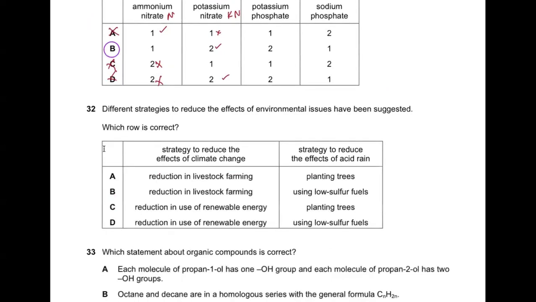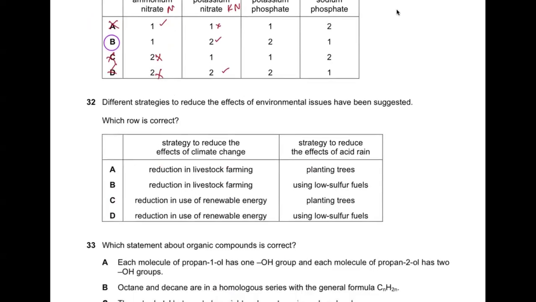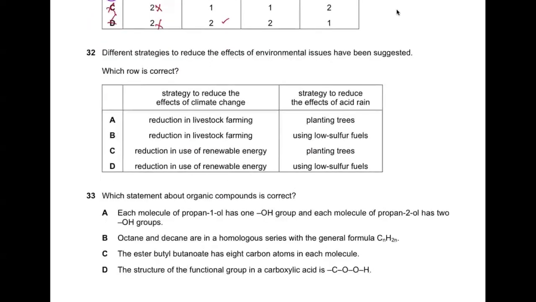Different strategies to reduce the effect of environmental issues have been suggested. Which row is correct? Okay. Reduction in livestock farming. Strategy to reduce the effect of climate change. Yeah, it can be because it causes more methane and global warming.